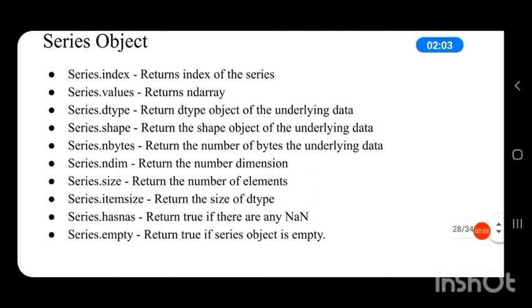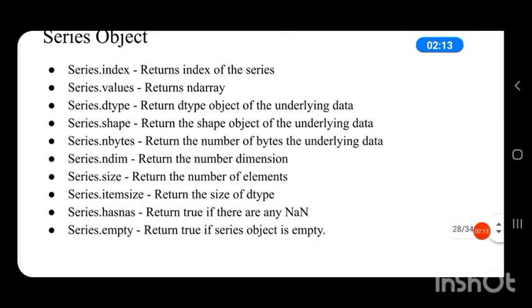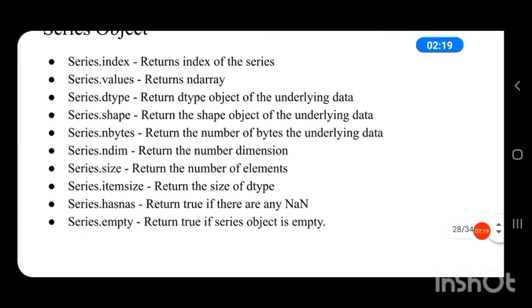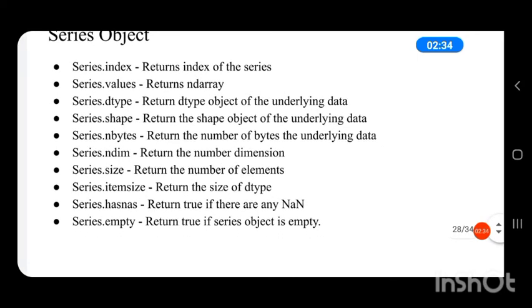Then series dot shape returns the shape of the underlying data or shape of the series. The shape is always in the form of a tuple. If there is only one value, then it is one dimensional. If there are two values, then it is two dimensional, and so on. Then series dot nbytes returns the number of bytes of the underlying data, the total number of bytes.